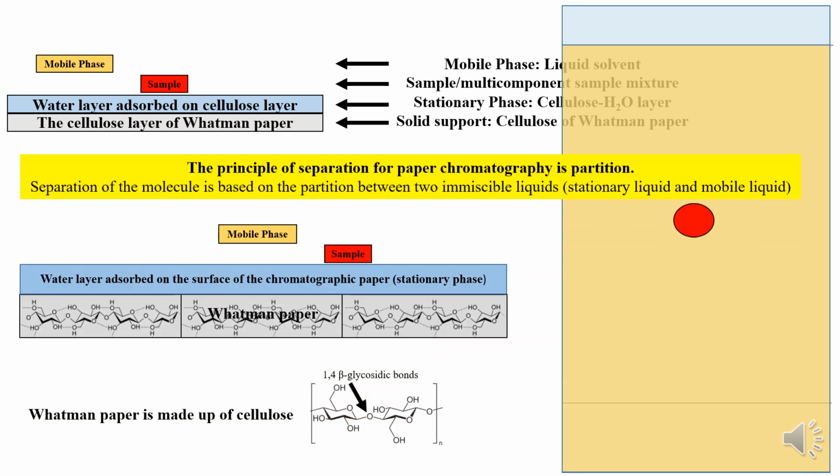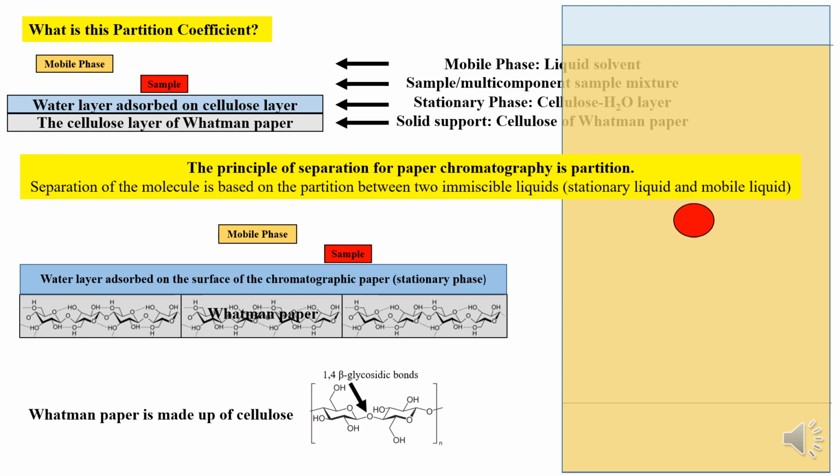So the principle of separation for paper chromatography is partition. Now the separation of the molecule is based on the partition between 2 liquids, of which one is a stationary liquid while the other is a mobile liquid, which is flowing through the stationary phase.